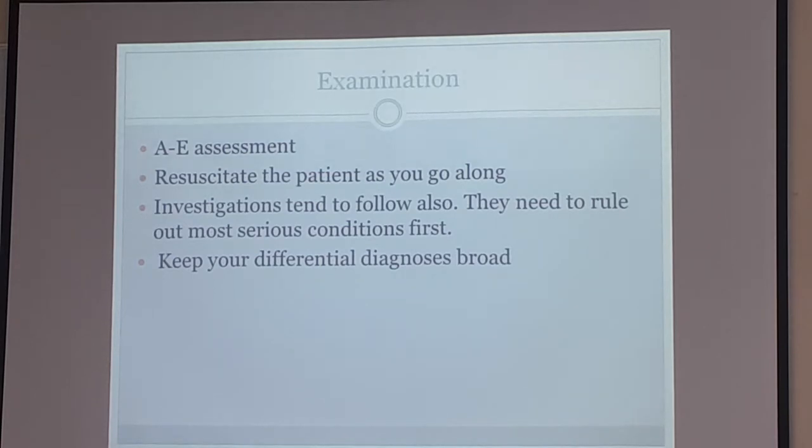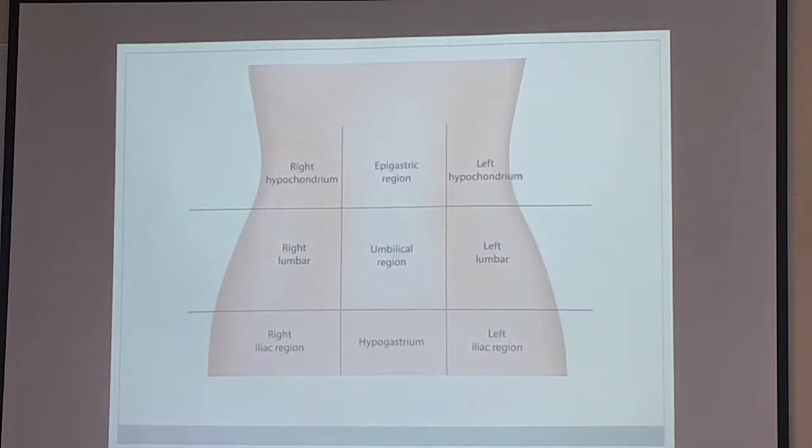So what do you think is the most serious condition in someone that presents with acute abdomen that you need to rule out? AAA. Yes, that's brilliant. So yes, the AAA is the most serious one, and that needs to be ruled out in anyone that comes in with an acute abdomen or a surgical abdomen as such. Brilliant. And just keep your differential diagnoses broad as well. It's important because, as you'll see in a minute, there are lots of different things that can cause acute abdomens.